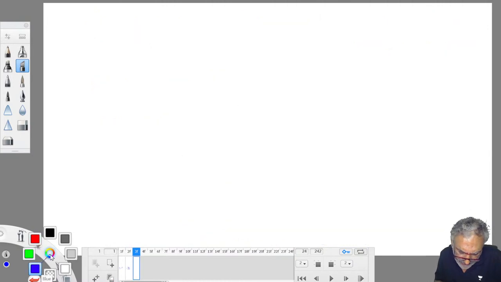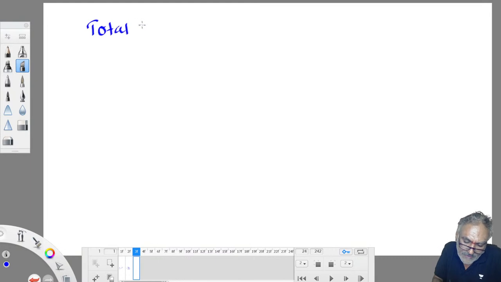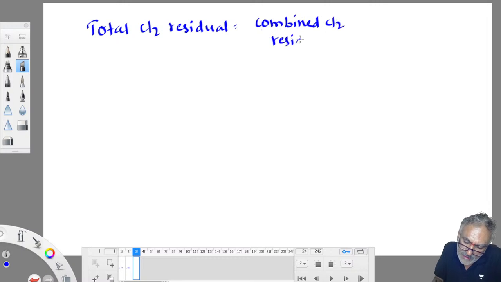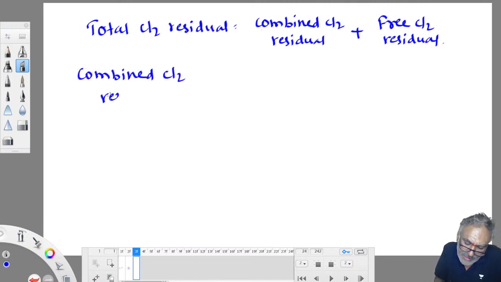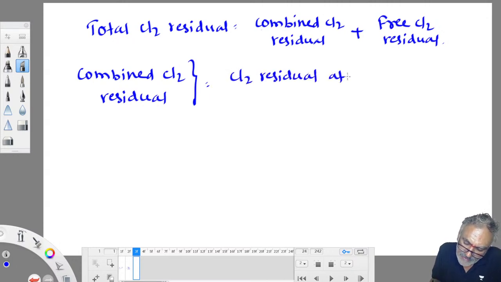So from this we are expected to find out total chlorine residual. It is equal to the combined chlorine residual, that is residual in the form of chloramines, plus the free chlorine residual. Both of them together are known as total chlorine residual. How to find combined chlorine residual? Combined chlorine residual is equal to the residual exactly at the break point. That is called combined chlorine residual.